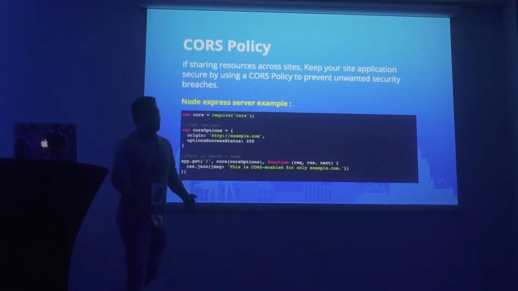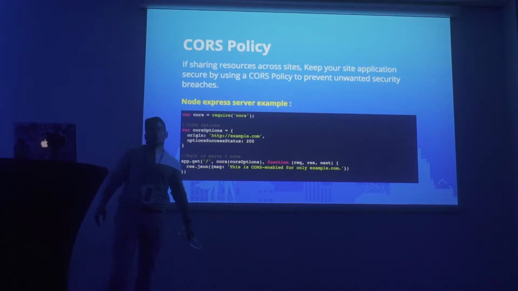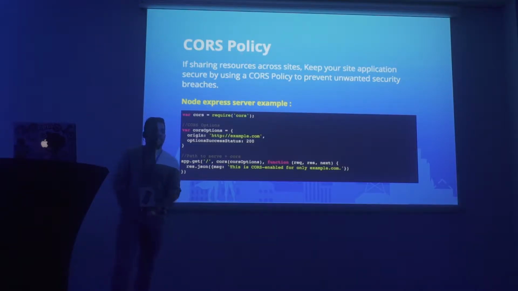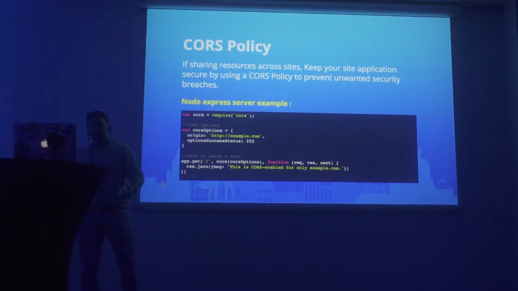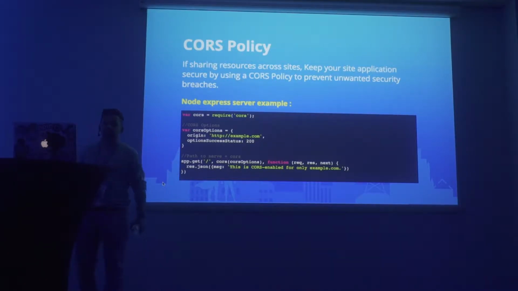Another important one is using CORS policy. So let's say you're running your application on example.com or foo.com, and you're running your API from example.com. Well, if you leave it open, you are exposing yourself to unwanted security breaches, and you do not want that. So it's a good practice to define where your APIs, your resources are coming from, and only from there. Otherwise, you might run into serious trouble, especially cross-site scripting.